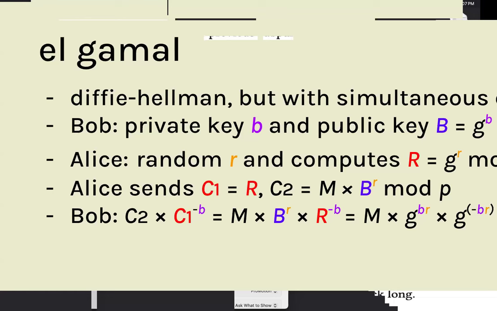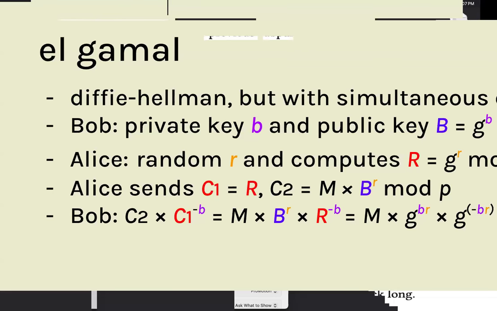Can you explain the last one again, when Bob tries to retrieve the message by multiplying with C1 inverse? Yeah, so C1 is R, which Alice computed here, which is g to the r mod p. So Bob is going to multiply C2 times C1 to the power of negative b. Now this simplifies, since C2 is equal to M times B to the r, to M times B to the r times C1 to the negative b.